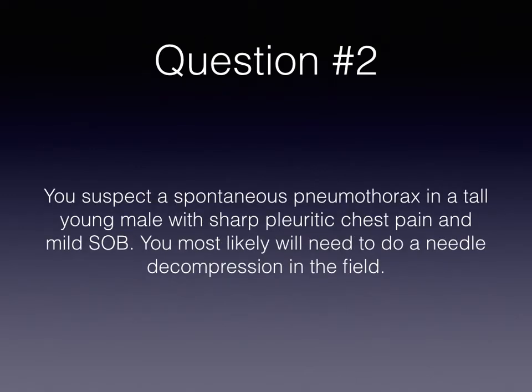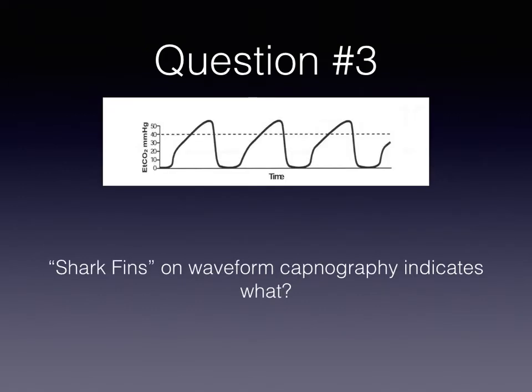Here's question 2. You suspect a spontaneous pneumothorax in a tall young male with sharp pleuritic chest pain and mild shortness of breath. You most likely will need to do a needle decompression in the field. And that is false, okay? Most spontaneous pneumothoraces do not need a needle decompression because they don't progress to tension in the field. They're much slower. Traumatic pneumothorax, a lot of those don't need needle decompression, but some of them will present as tension pneumothorax. If they're under tension and the patient is in distress, they need needle decompression.